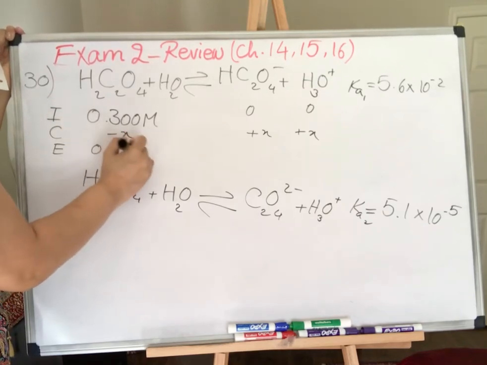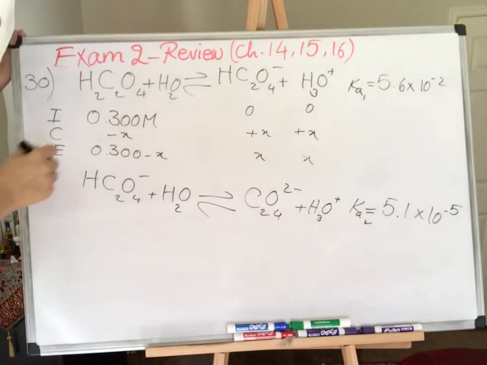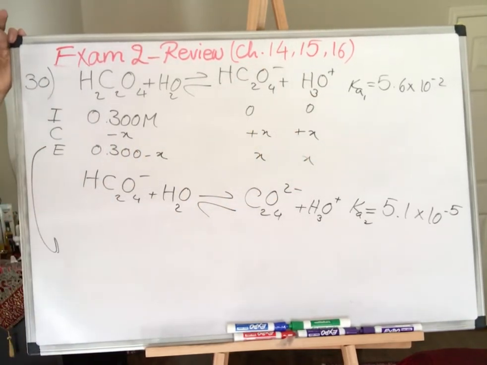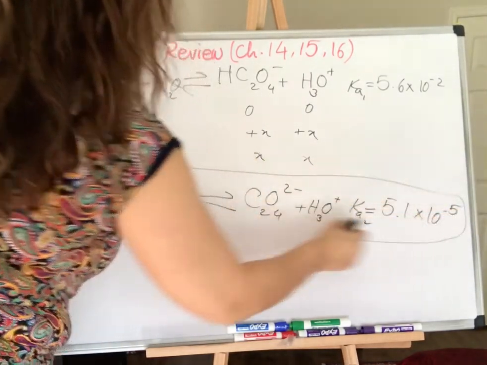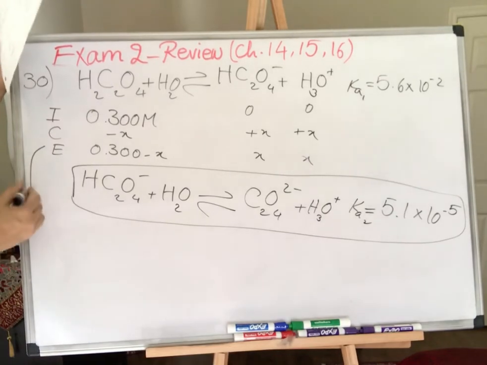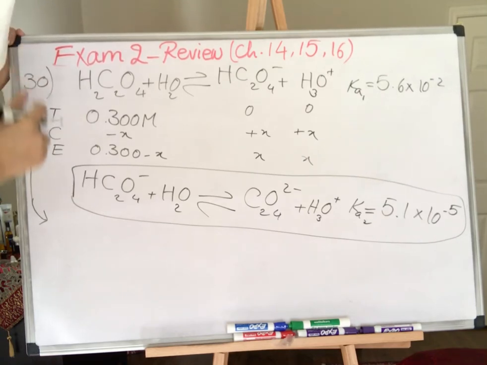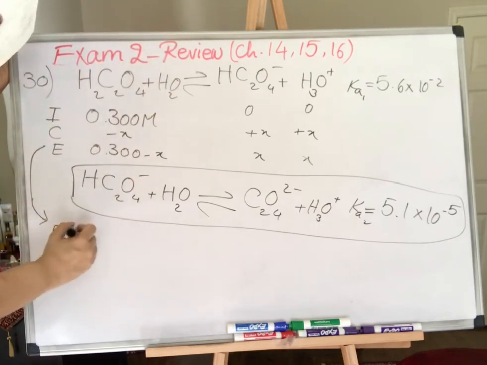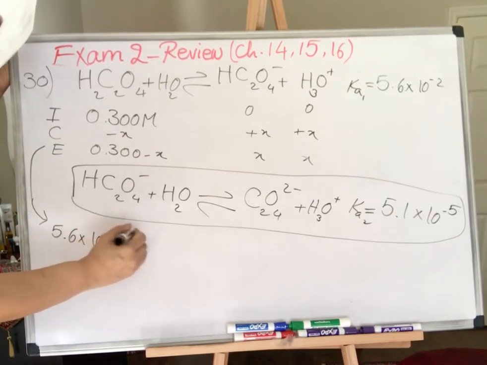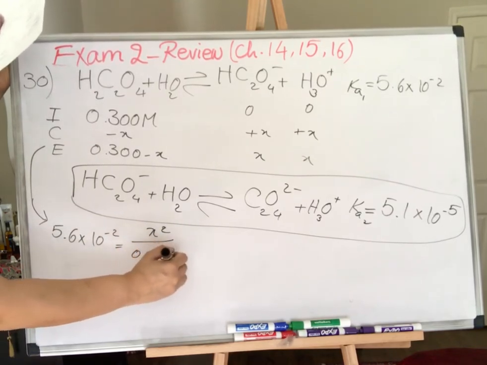So it's 0.300 minus x, x and x. So for here, I don't erase this because I want to explain something, so I keep it. So again, you have another quadratic equation, Ka1. 5.6 times 10 to negative 2 is x squared divided by 0.300 minus x.